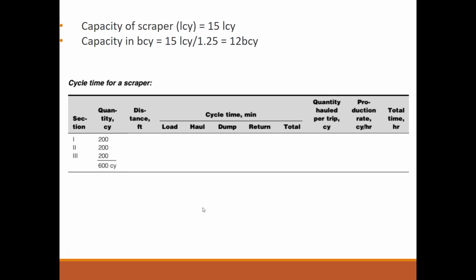This concludes the mass diagram. Please go ahead and solve your quiz on Blackboard.